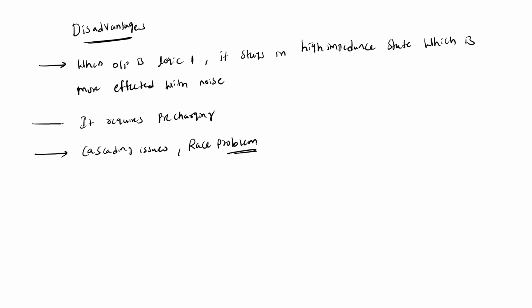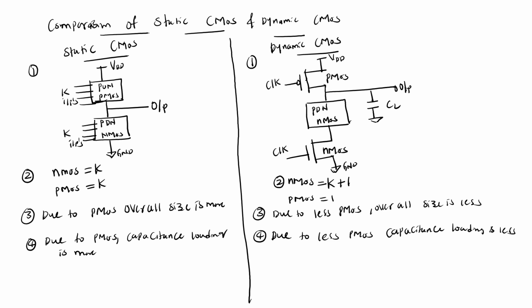In cascading, some issues are there, which we already discussed. This is the comparison between static CMOS and dynamic CMOS. In static CMOS you have K NMOS and K PMOS. But in dynamic CMOS, you have K plus 1 NMOS and 1 PMOS. The difference is that you give a gated clock for the PMOS and a gated clock for the NMOS. Only one PMOS is used.